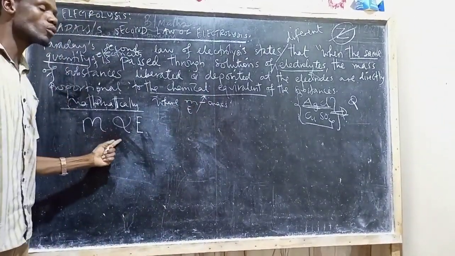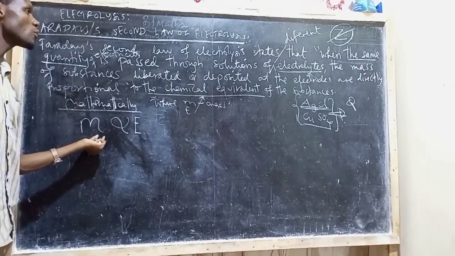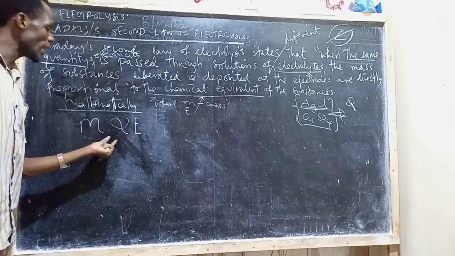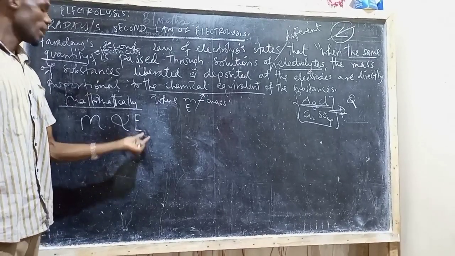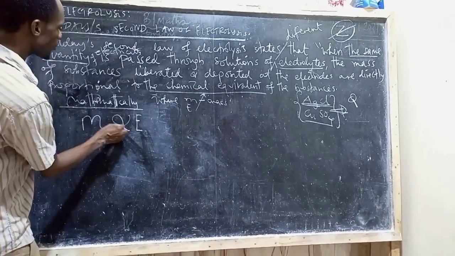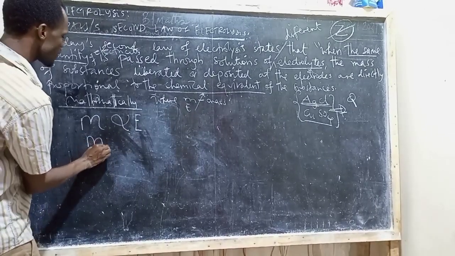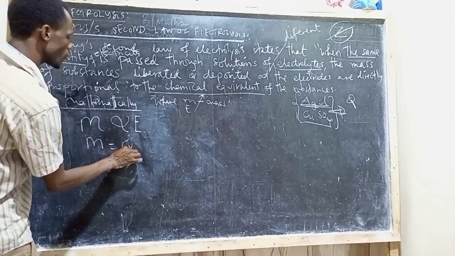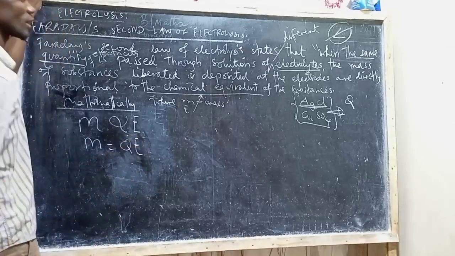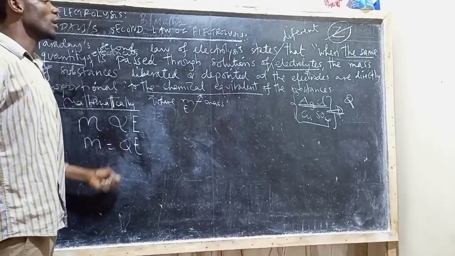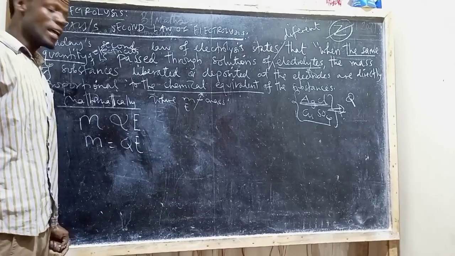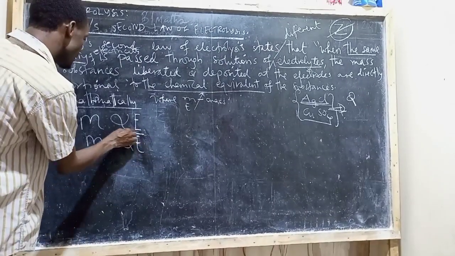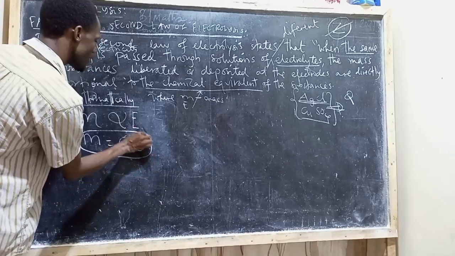Now, the mass of the substance deposited will be directly proportional to the chemical equivalent of the substance. To remove the proportionality constant, mass is equal to quantity of electricity times the chemical equivalent. Why is it quantity of electricity? Because it is the one which is constant. This is what we can say from the second Faraday's law.